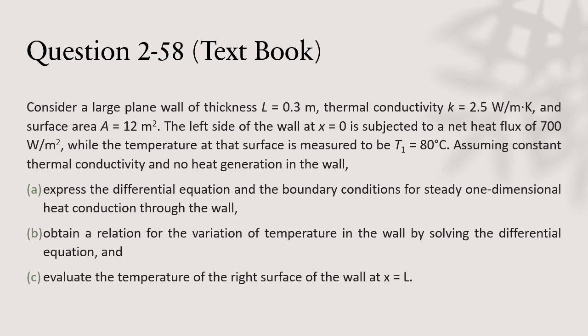Assuming constant thermal conductivity and no heat generation in the wall, A. Express the differential equation and the boundary conditions for steady one-dimensional heat conduction through the wall. B. Obtain a relation for the variation of temperature in the wall by solving the differential equation. And C. Evaluate the temperature of the right surface of the wall at x equal L.